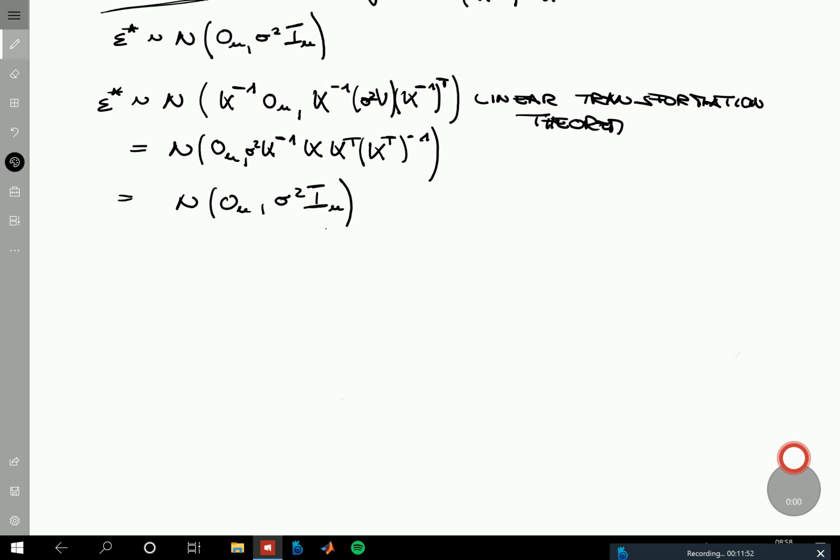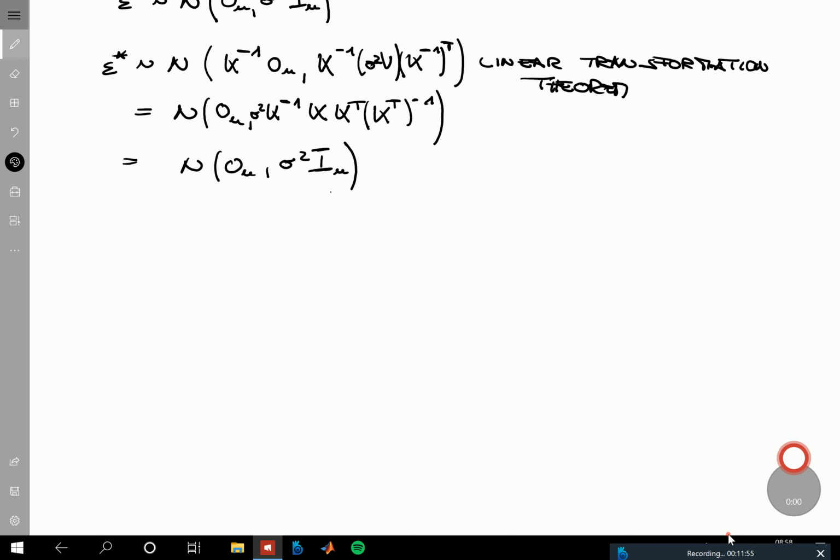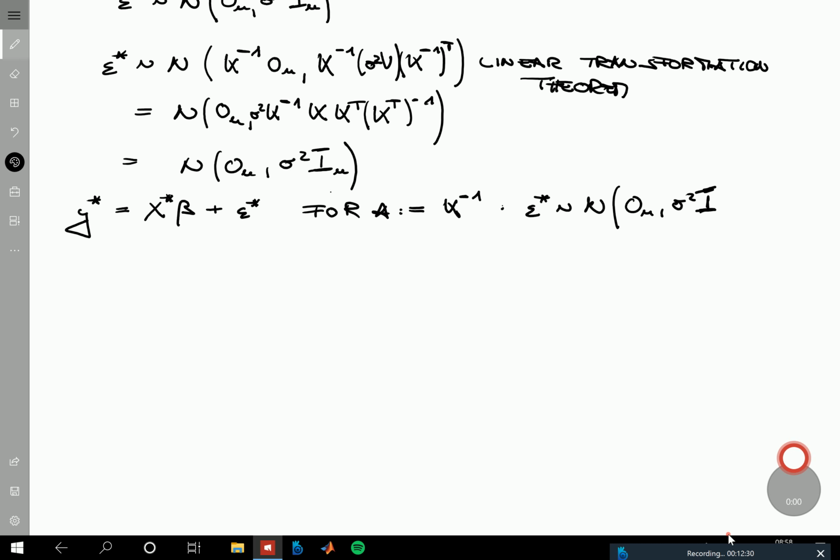Now, in brief, in our transformed GLM here, if we choose for A the inverse of this square root of V, we have epsilon star being distributed again IID. So we have again our standard assumption.